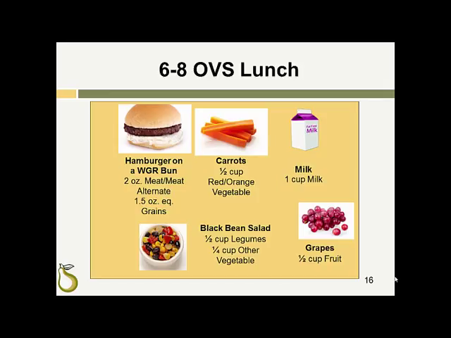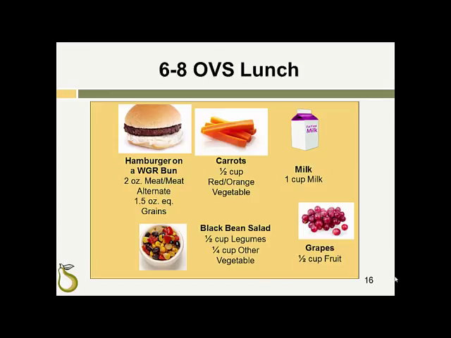The student was offered a hamburger on a whole grain rich bun with a 2-ounce equivalent meat alternate and 1.5-ounce equivalent grain, and carrots of a half cup of red orange vegetable, and black bean salad with a half cup legume and a fourth cup of other vegetable. They were also offered half cup of grapes and 1 cup of non-fat fluid milk.